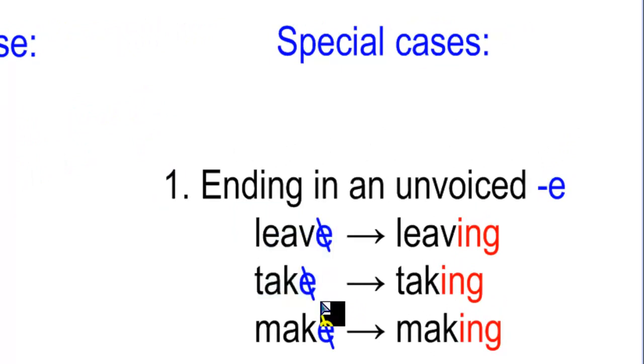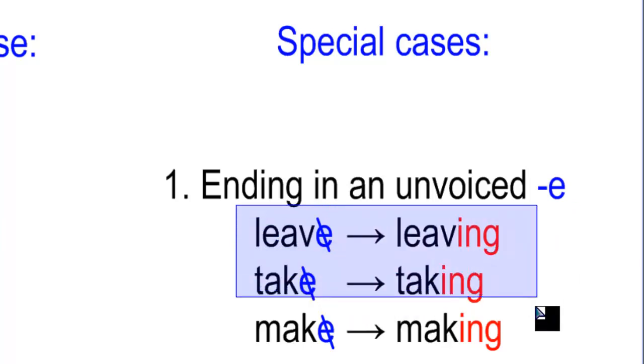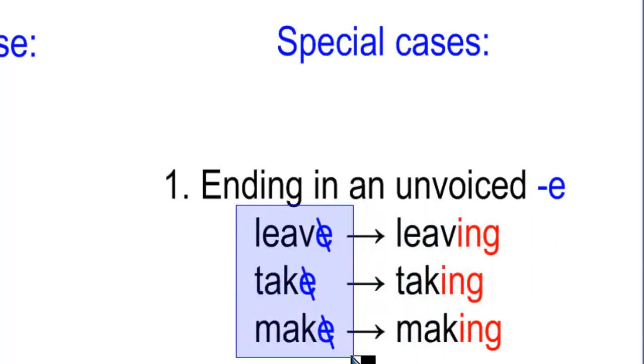Take. The E at the end is silent. Make. The E doesn't sound. So usually when you finish a word in E, it doesn't sound. So for that reason, you are going to eliminate the letter E and then put the ing. So leave, leaving. Take, taking. Make, making. Okay, this is what usually happens.